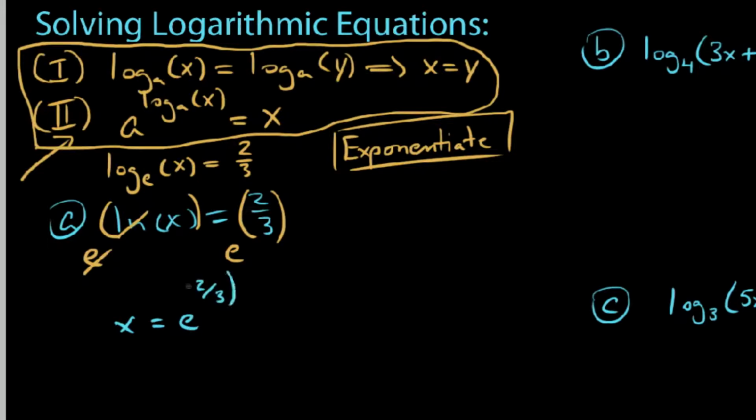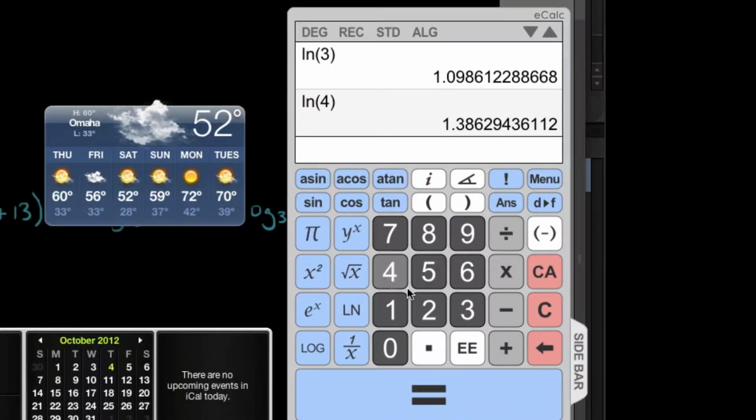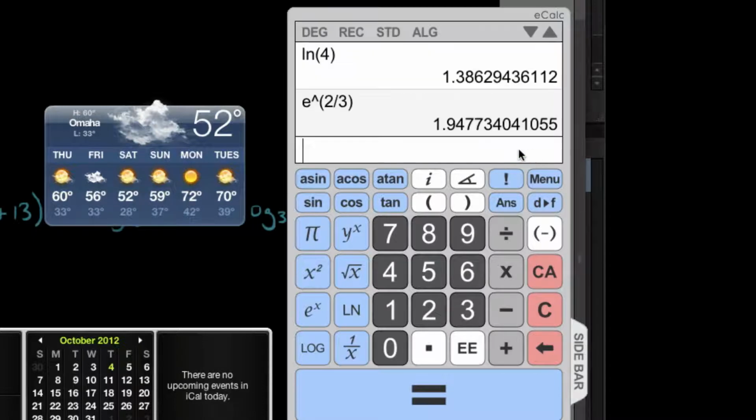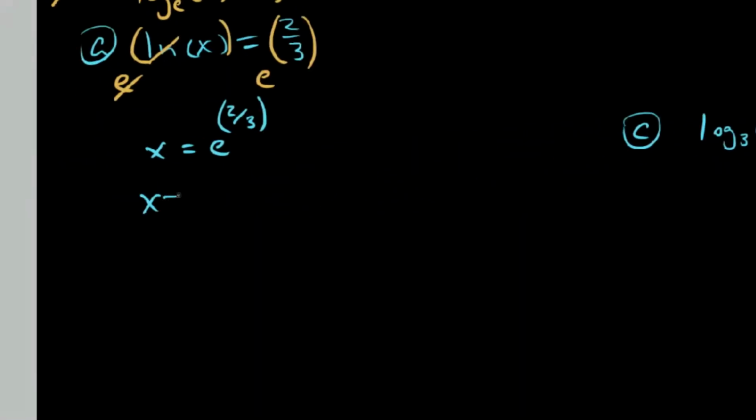The convenient thing about this is that a calculator has a button for that. So we say x equals e to the 2/3 power. We say e to the power of 2 divided by 3 in parentheses. Make sure you get that in there. So this comes out to be approximately 1.948. So x is approximately 1.948, which is easily checkable in the original equation.